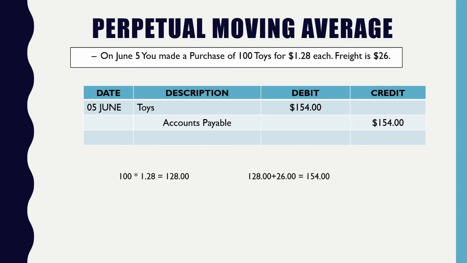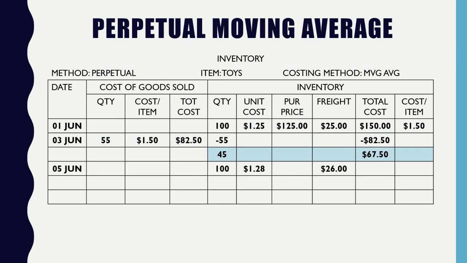Okay. But now we come across here, and on June 5th, we end up purchasing an additional 100 toys, this time at $1.28, and freight is 26. So let's take a look. Now we have a new entry because we're purchasing inventory. I have 100 toys at $1.28 to give me a total of 128 purchase price, plus 26 to give me a total of 154.